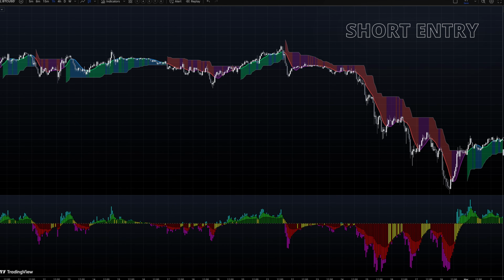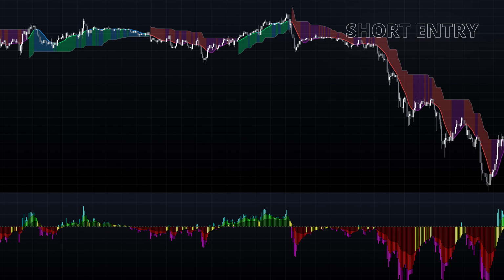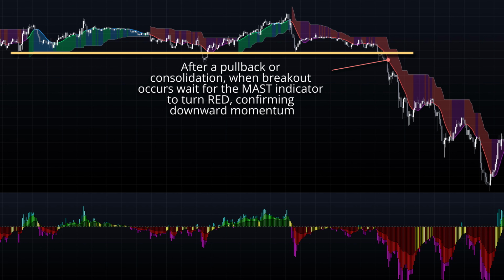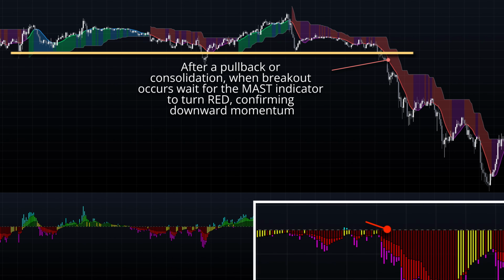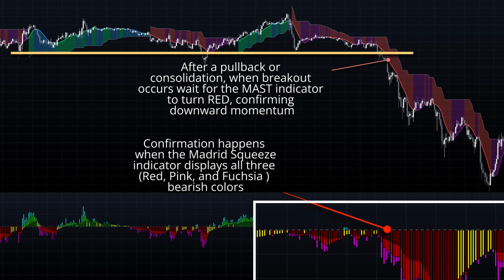Entry criteria for short positions. Enter short positions when the MAST trend indicator turns red, showing price below both the SMA and super trend, with confirmation from Madrid trend squeeze, displaying alignment of red, pink, and fuchsia colors. As with long positions, wait for both indicators to align after a pullback or consolidation.